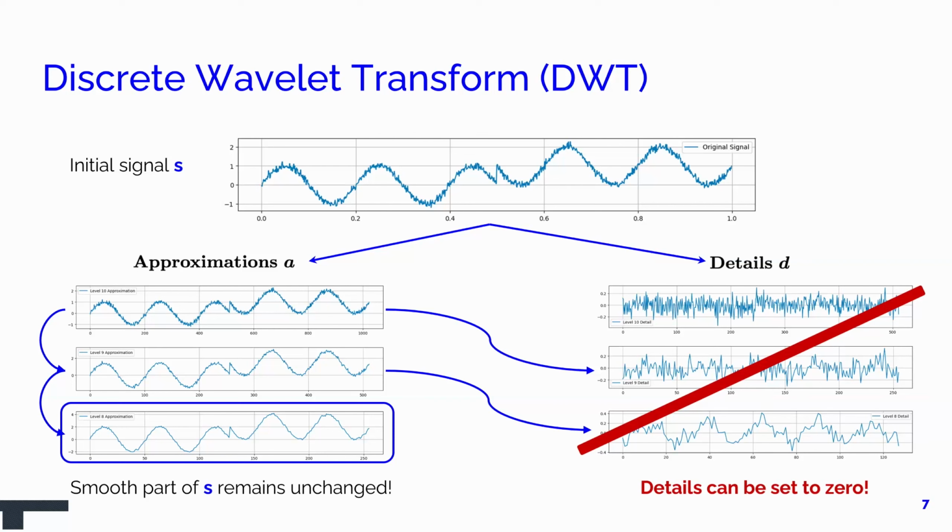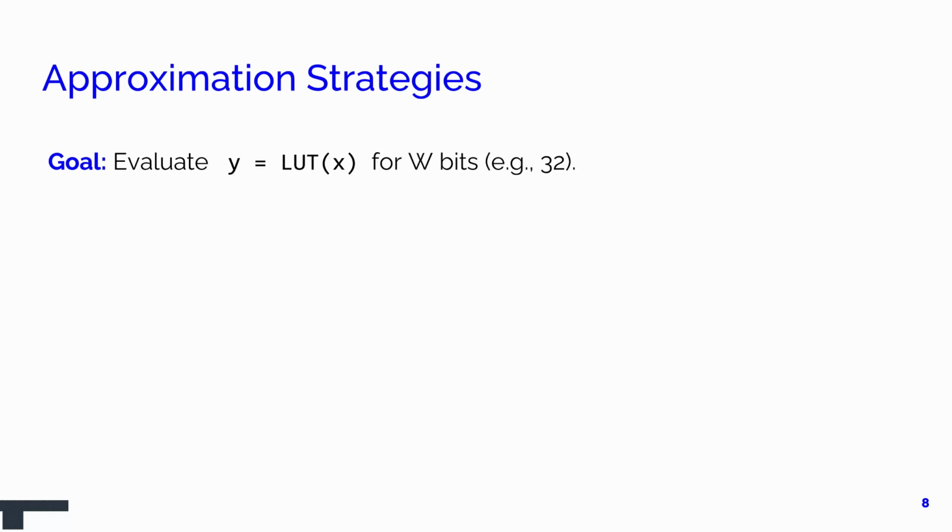And what is very interesting here is that every time we apply this DWT technique, if we have encoded the first signal as a lookup table, every lookup table that we create for the approximation is half the size of the original one. So we still end up with a very good approximation, but significantly smaller.